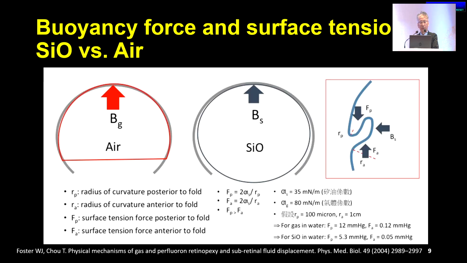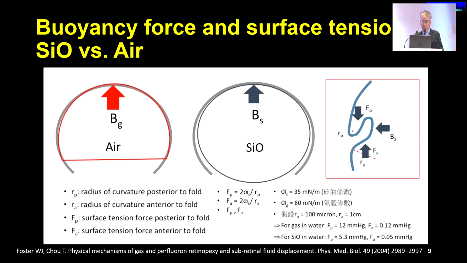So the reason for this is because of the buoyancy force, and the surface tension force is different between the silicone oil and the air. You can see that on your left side, the air has a very strong buoyancy, and also the tension.